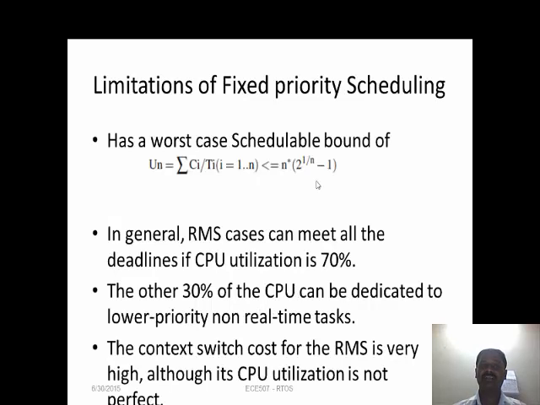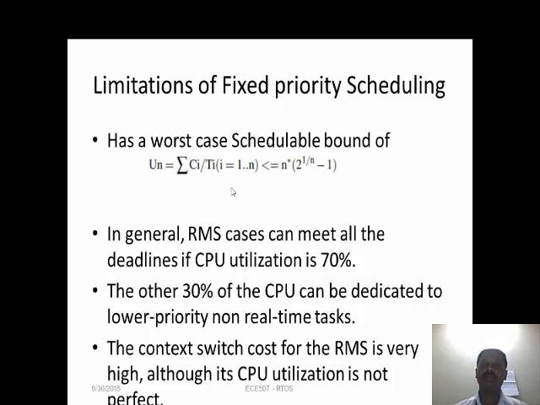Of course, there are some limitations. You can calculate a worst case schedulable bound using the utilization factor with this formula: the summation of Ci by Ti, for i from 1 to n. This tells you whether a worst case scheduling bound is going to be hit. In general, a rate monotonic scheduling algorithm can meet all deadlines if CPU utilization is below 70%. Actually, it's 0.69 in reality.